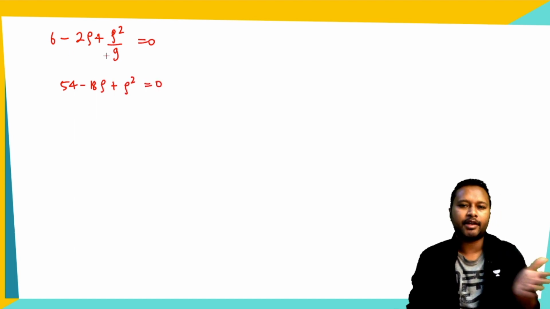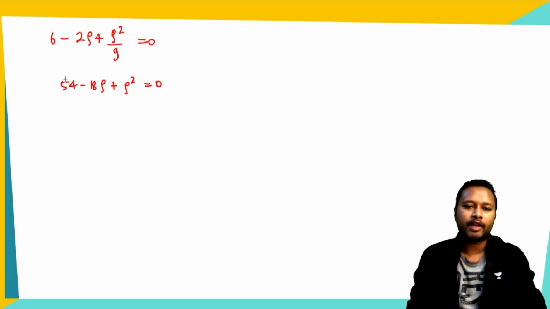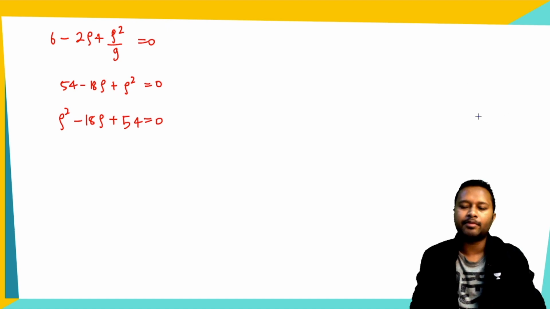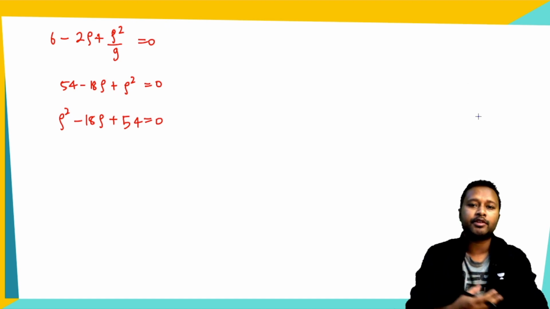I have taken the LCM, multiplied 9 with rho, so the denominator just vanished, right? So this is what I have now. This equation, I can write like this: rho square minus 18 rho plus 54 is equal to 0. Now this equation can be simply solved based upon the Sridharacharya formula.